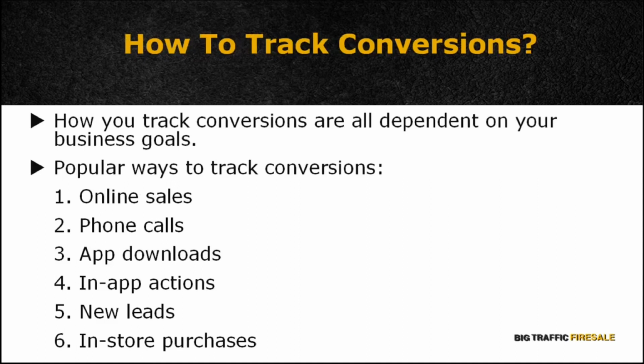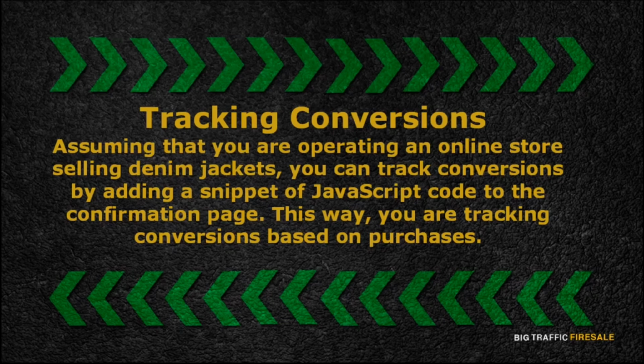There are quite a few ways to track conversions, and it all depends on your business goals. Some of the popular ways to track your conversions are as follows: online sales, phone calls, app downloads, in-app actions, new leads, in-store purchases. Let's illustrate an example on how you can track your conversions. For example, via online sales, assuming that you're operating an online boutique specializing in denim jackets.